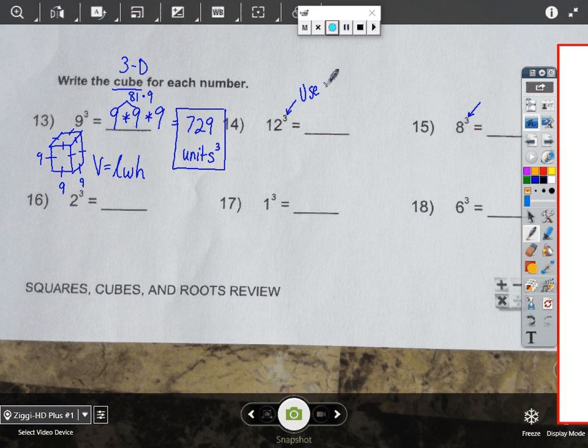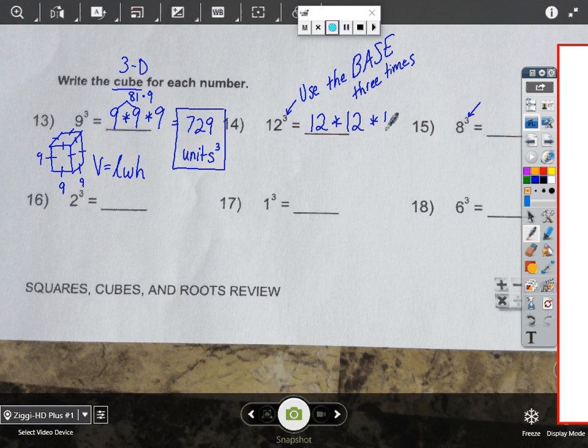Use the base. I'm going to write base really big because it's a big number. It's written as a big font. Use the base 3 times with some multiplication. So 12 times 12 times 12. You might have done that one earlier, but if not, you're welcome to use your multiplication charts to get 144 times 12, and then you're welcome to maybe use a calculator to find me a final answer. So don't stop on me here. Calculators are okay once your work is on the paper, right?